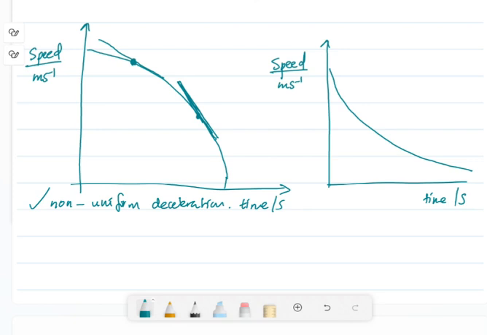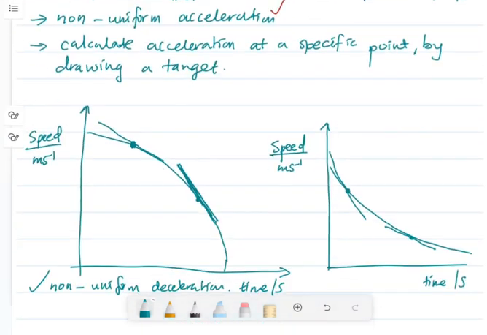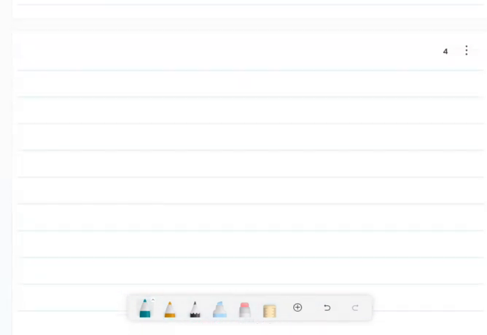The speed there is in meters per second, and then this is time in seconds. Again, both of them, this is non-uniform deceleration. This one, at this particular point, there's a steep curve there and then less steep there, so you know what to say at those points. All right. Okay, that's the first part that we need to understand when it comes to the description of motions on a speed time graph.